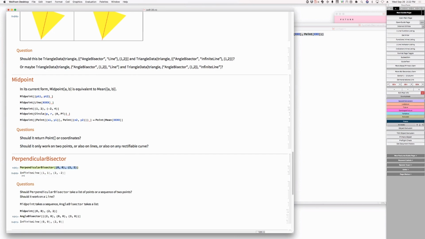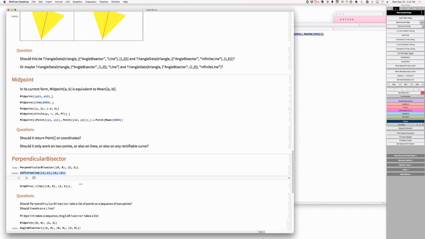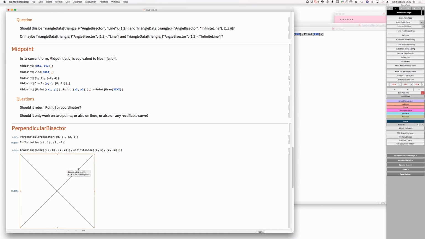Yeah. I mean, but then let me just understand. If I say graphics of line of, comma, infinite line, why has that infinite line got two coordinates there that aren't? So infinite line has two argument structures. One is a list of 2 points. The other is a starting point and a vector. So this one, for perpendicular bisector, has the starting point as the midpoint, and then it computes the direction vector.